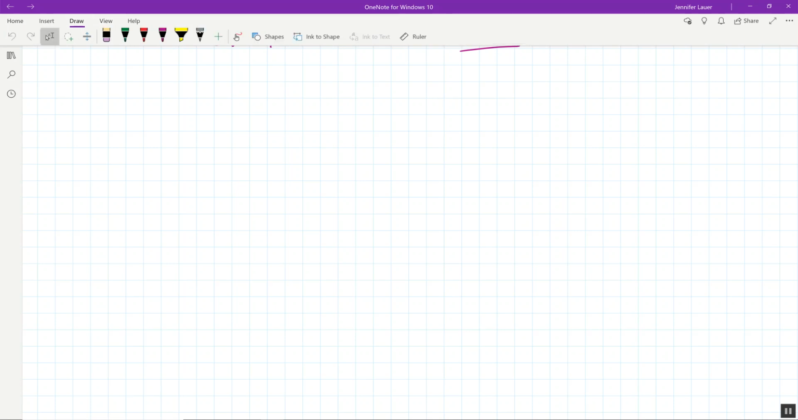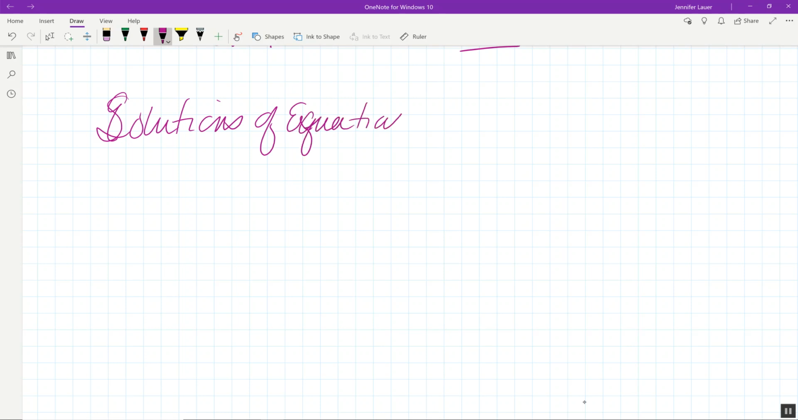This is for Algebra 2. Today we're going to be talking about solutions of equations. So this is just essentially solving for the unknown letter. This is the gist of algebra. This is kind of where it all comes together. So I'm going to do a couple examples and we're going to walk through it. So this one is first.